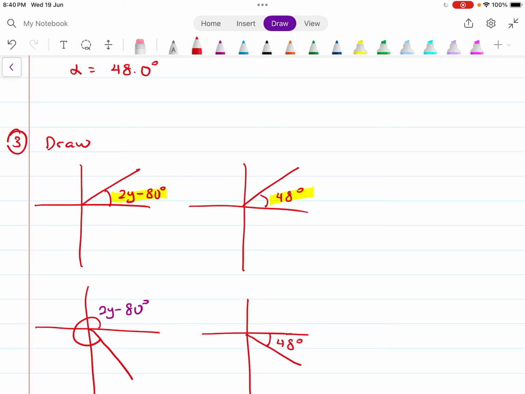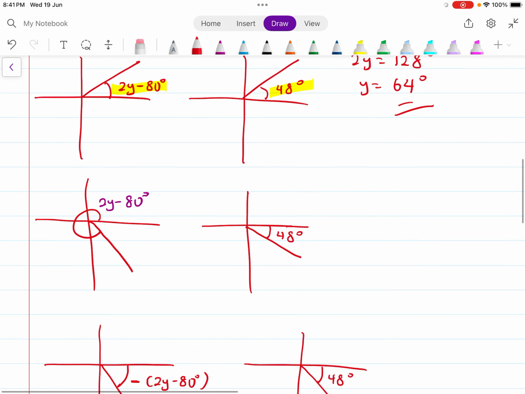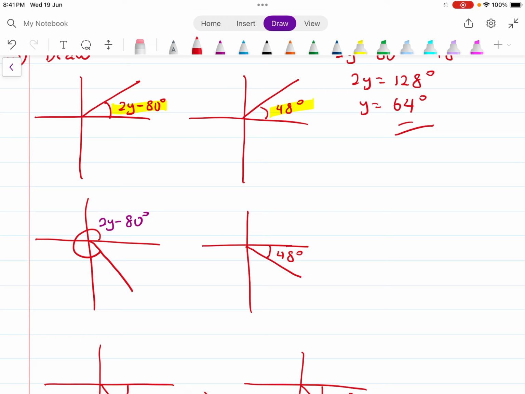Okay, I believe the first answer comes already. So 2y minus 80 degrees is equal to 48 degrees. So 2y is equal to 128 degrees. So y is equal to 64 degrees. Okay, the first answer comes out already. The second answer will be the fourth quadrant. So you rotate all the way to the fourth quadrant, ASTC, so this is C territory. The basic angle must be right here, 48 degrees. So this 2y minus 80 degrees is equal to 360 minus 48, so it's about 312.